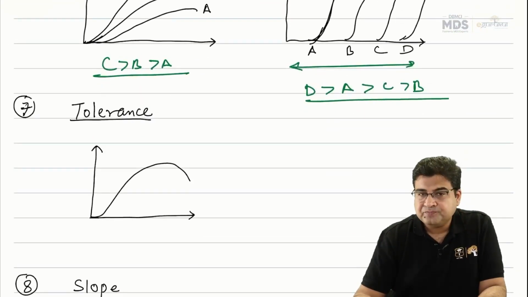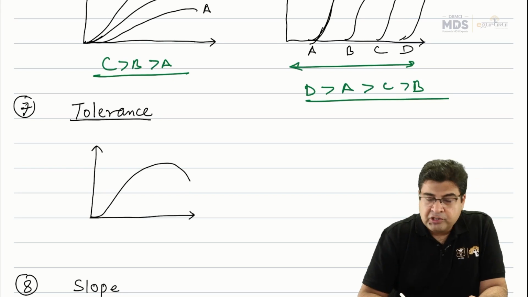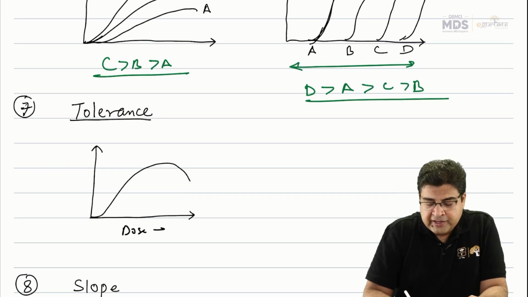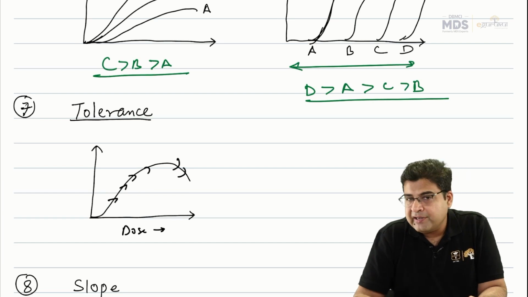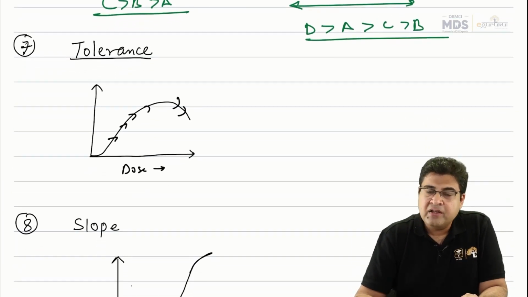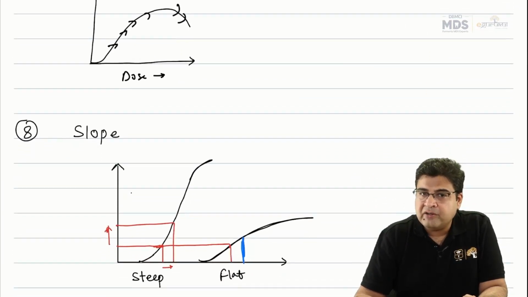Now this graph is showing you the tolerance. Like if I increase the dose on the x-axis, initially the response will increase, but gradually the response will start declining. So this is showing you that the body is getting tolerant to the effect of the medicine.